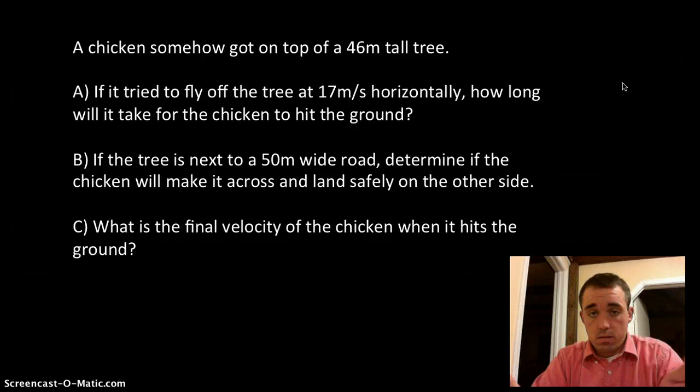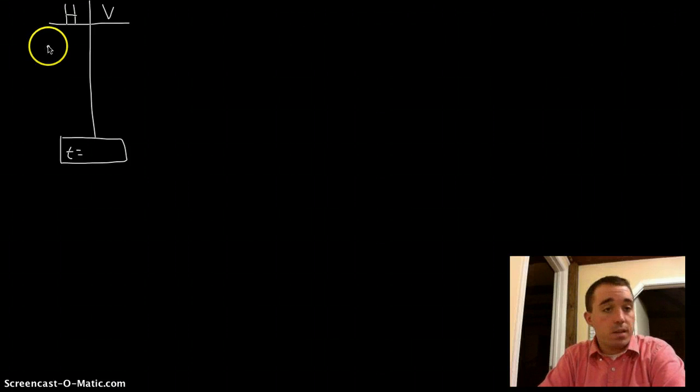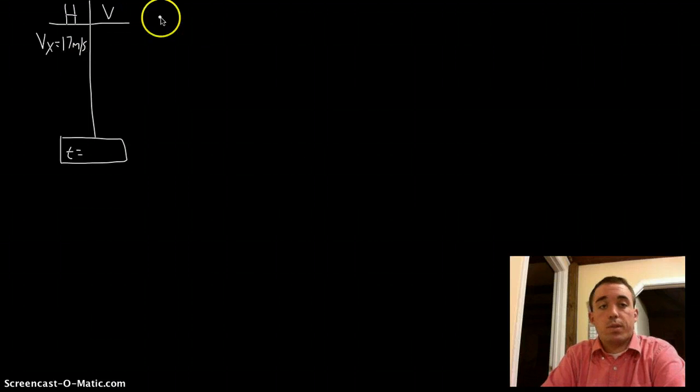So we're going to start with a blank slide, but all this information is relatively clear. What we're going to do is organize our thoughts as usual, starting with our table of horizontal and vertical, with time as the bridge. Horizontally, we know the chicken flies horizontally at 17 meters per second, so that's a Vx value of 17 meters per second.